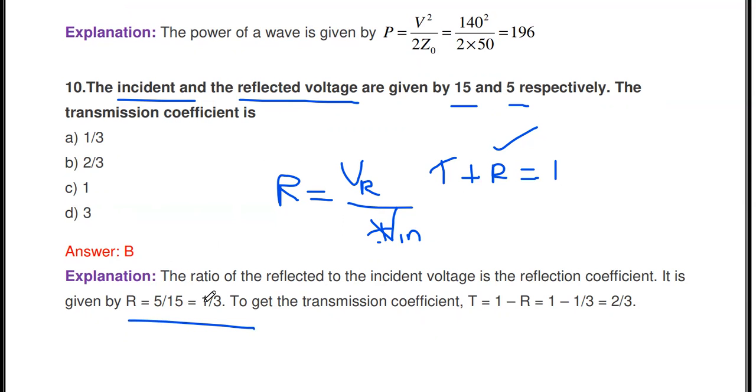So 5 divided by 15. So the answer is 1 divided by 3. Okay, so 0.33 is the reflection coefficient. So our question is the transmission coefficient. So the transmission coefficient is equal to 1 minus R. So 1 minus 1 by 3. So it is 2 divided by 3. So 2 divided by 3 is the transmission coefficient.